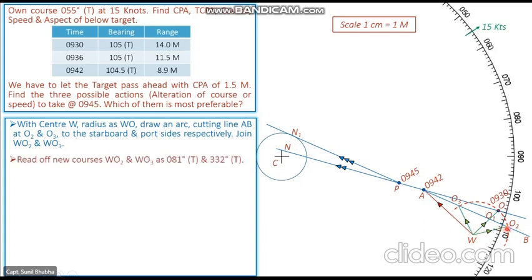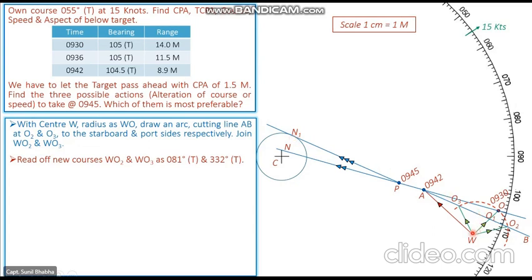Now these two vectors which we have obtained, WO2 and WO3, represent that if our ship moves on course WO2 without any change in the speed of the ship, then the new triangle would be WO2A. This is going to result in a line of approach O2A. And effective at 9:45, this will result in the vessel moving on line of approach PN1, coming at CPA at point N1, which is the desired CPA of 1.5 miles.